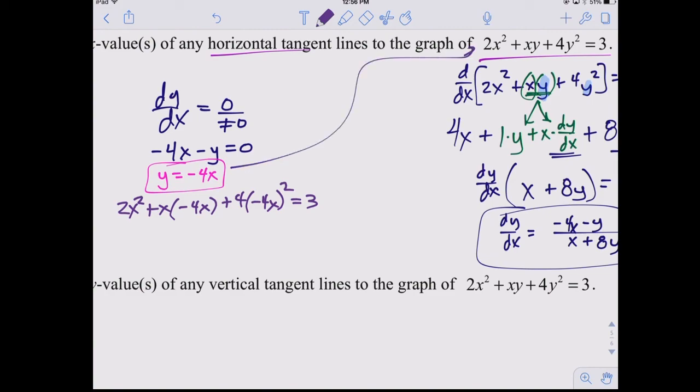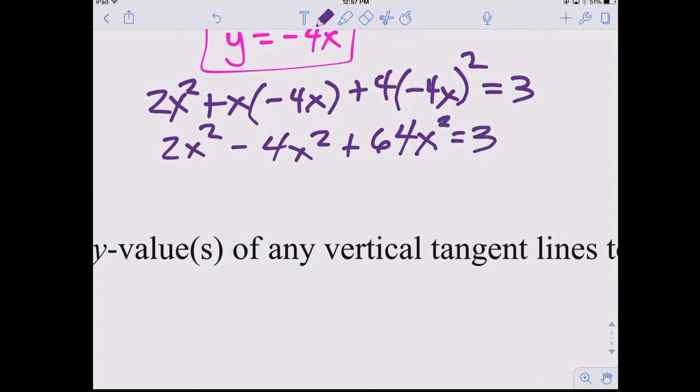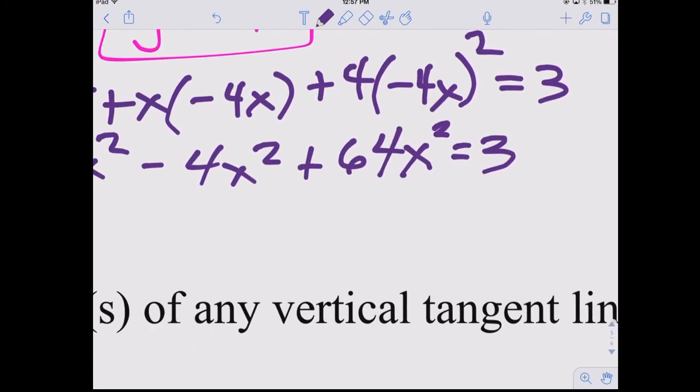Plugging that back in up here, and then we carefully evaluate it. Everything is careful at this point. Negative 4x squared we get. And then negative 4x quantity squared gives us a positive 16x squared. And then 16 times 4 is? 64. Yeah, so be careful, be careful, be careful. Go off to the side and multiply things if you need to. No one's going to fault you for that.